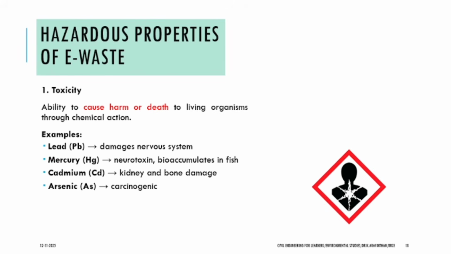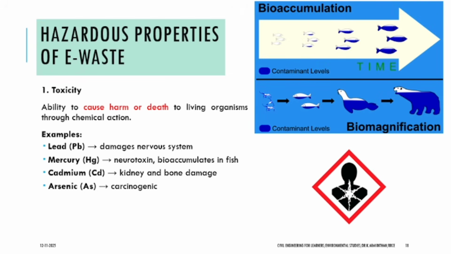Sir, what are the items available in e-waste? Lead. Pb is called lead and it can damage the nervous system, along with mercury, cadmium and arsenic. So these substances, if you consume them, can lead to death. Sir, mercury might be a small amount, so small, but if you consume it, your nervous system will get damaged immediately. After the nervous system is damaged, there is a phenomenon called bioaccumulation.